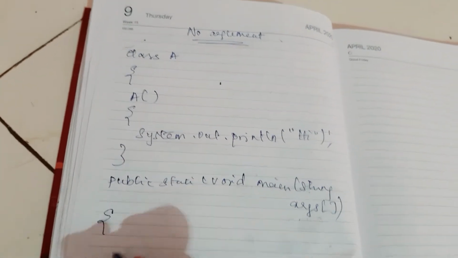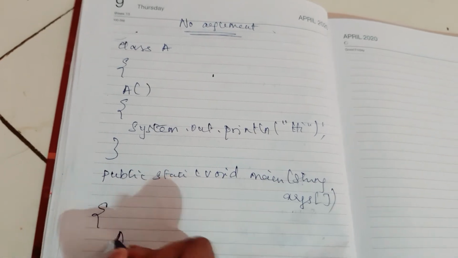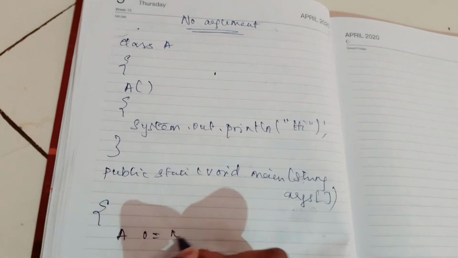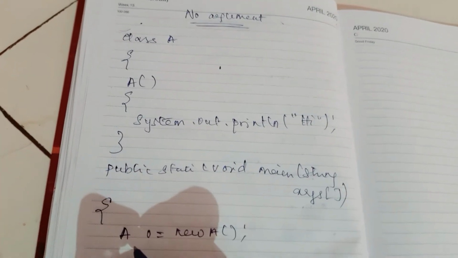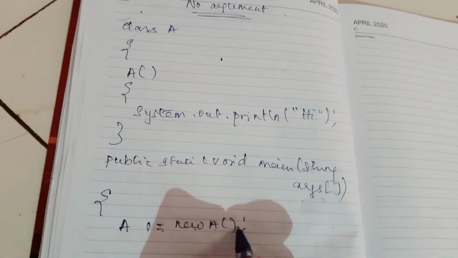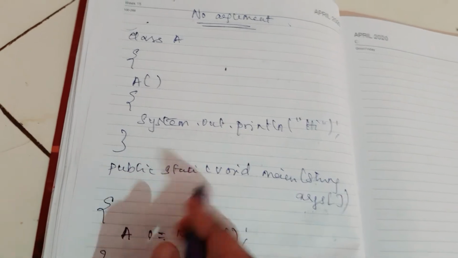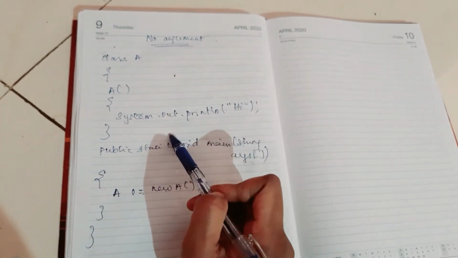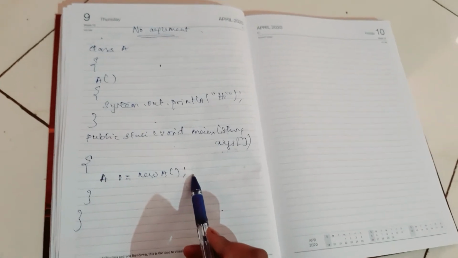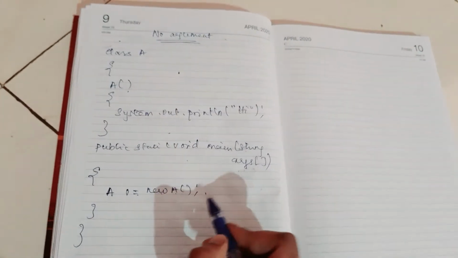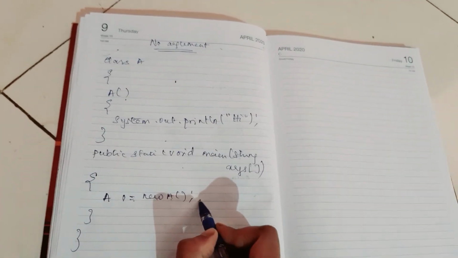Inside my main I'm creating an object. It is like A, that is the class name, then the object reference, you can give any variable name, equal to new A(). So my object has been created. Class name, object reference equal to new class name. I'm closing my main and closing my class. This is how my program looks. I've given the class name, I've created a constructor, and inside main I've created an object. A no argument constructor is one where you will not give any argument, and this object creation line will take you to the constructor.